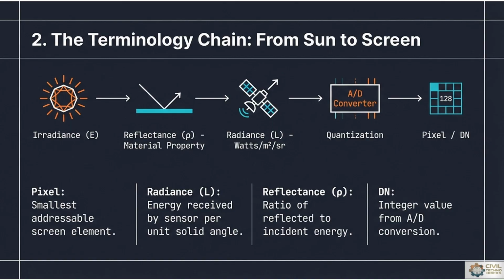This analog signal then undergoes quantization via converters, transforming it into a digital number, DN. For any civil engineer, the digital number is the raw value you see in your GIS attribute table, which represents the smallest addressable element of your map.